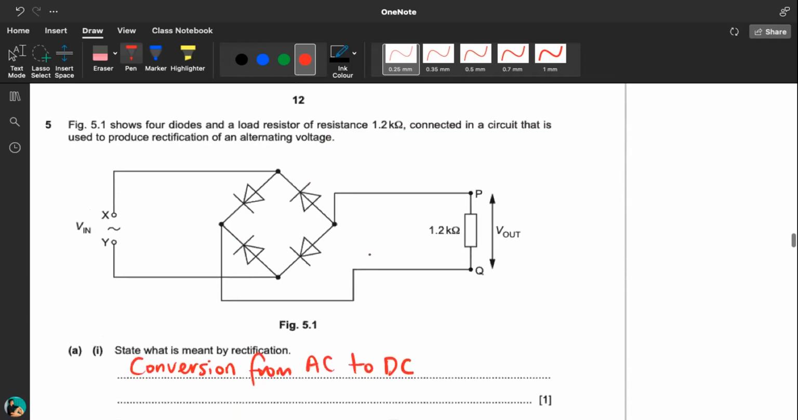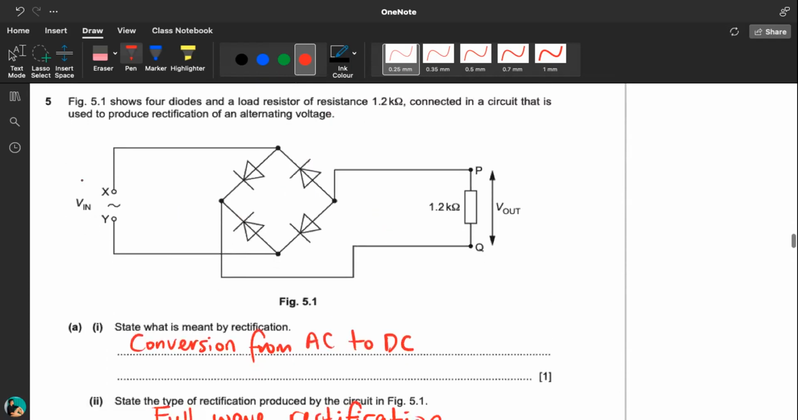Okay, let's check. All right, if this is positive, current goes out, goes in here, goes down here, and then which makes this positive. Okay, so follow the current flow, flowing from bottom up. So this is positive, this is negative.